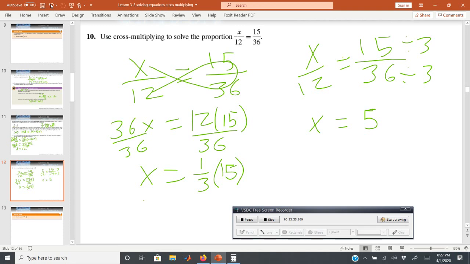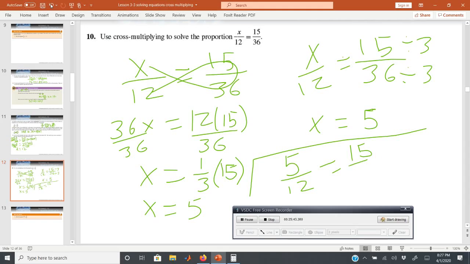36x equals 12 times 15. Divide both sides by 36. And then we end up with x equals 12 divided by 36. We can actually reduce that fraction. We can divide them both by 12. 1 over 3 times 5.